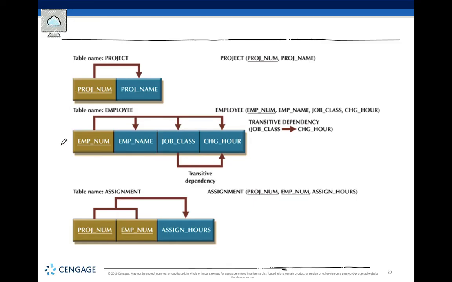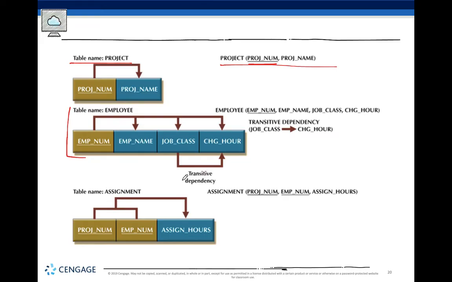So this is our second normal form here. We see here we have 3 tables, right? This is the dependency diagram here. We have 3 tables. First table, project, where project number determines project name, and we write it out like this. We underline the primary key, right? The second table is the employee table, where employee number determines the other attributes.